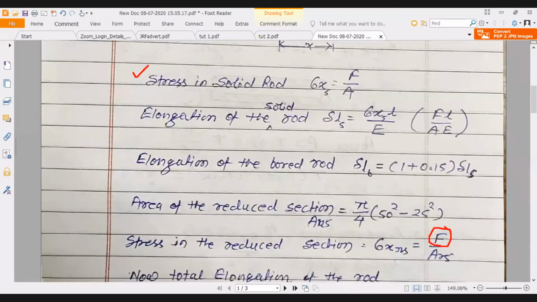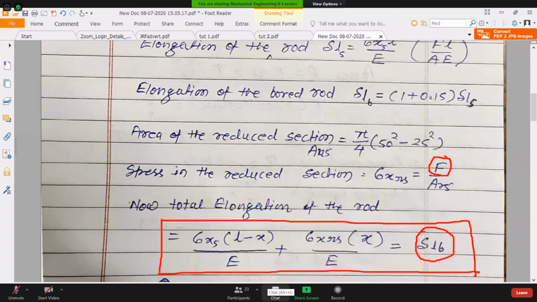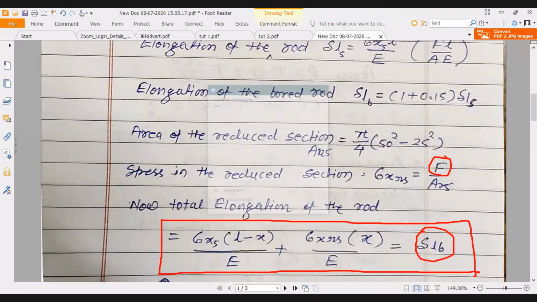Okay. Any problem in the first question? Yes. Do you have any problem in the first question? So I can move to the next question. Okay.